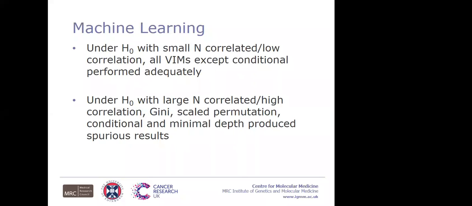Okay, so just to recap, under the null with a small number of correlated variables and low correlation, all of the VIMs except the conditional one with no variation performed adequately. Under the null with a large number of correlated variables and high correlation, the Gini index, the scaled permutation ones, and conditional minimal depth produce spurious results.